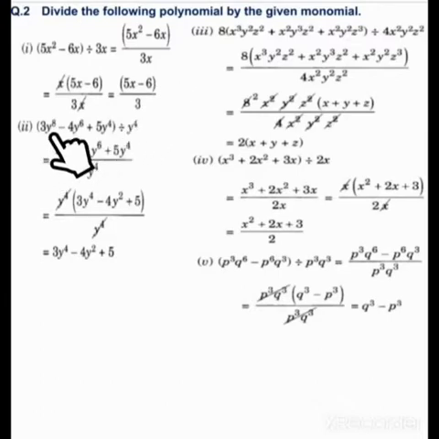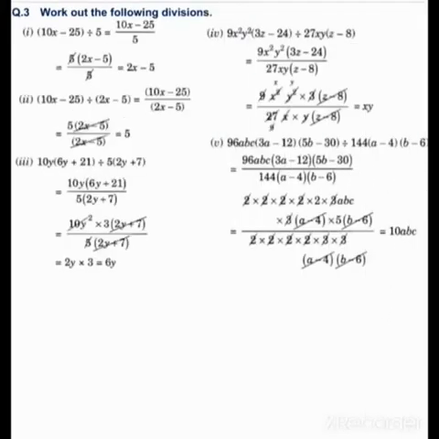Same as second one, 3y raised to 8 minus 4y raised to 6 plus 5y raised to 4 divided by y raised to 4. Here y 8 times, here y 6 times, and here y 4 times. So you have to take y raised to 4 common. Remaining is y raised to 4, y raised to 2, and here only the coefficient 5. Divide by y raised to 4, y raised to 4, y raised to 4, directly cut it. Your answer will come. Same as third one, fourth one, and fifth one. Now come to the question number 3.